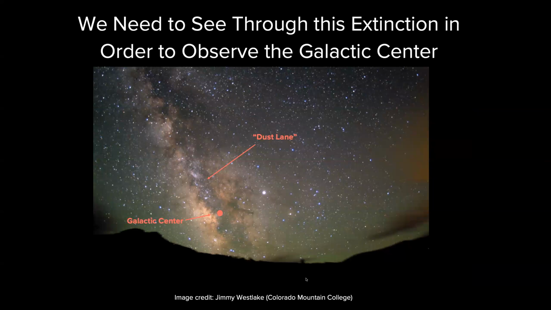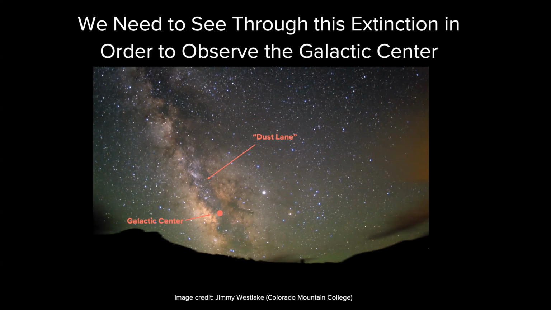So, when we observe the galactic center, we need to see through all of this extinction. In fact, you can see the impact of extinction with your own eyes. If you look toward the galactic center on a dark night, you'll notice that the Milky Way looks like a faint stream of light with a giant dark streak in the middle. The faint stream is composed of the light from billions of stars of the galaxy blurring together. This is the pancake that makes up the majority of the galaxy.